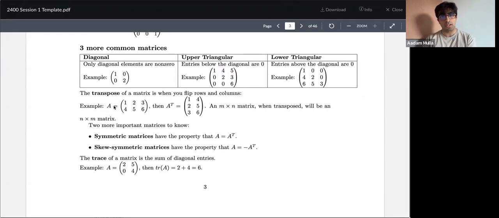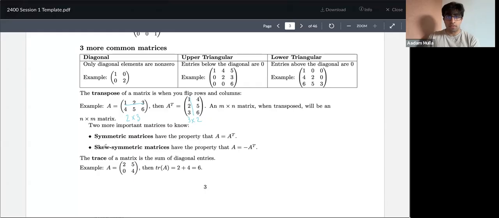The transpose of a matrix is an important operation. You flip the rows and the columns. If our initial matrix is 1, 2, 3, 4, 5, 6, we take each row and write it as a column. So 1, 2, 3 as a row, we turn it into a column. 4, 5, 6 as a row, we turn it into a column. Initially A is a 2 by 3 matrix, and then A transpose will be a 3 by 2 matrix, so the dimensions flip.